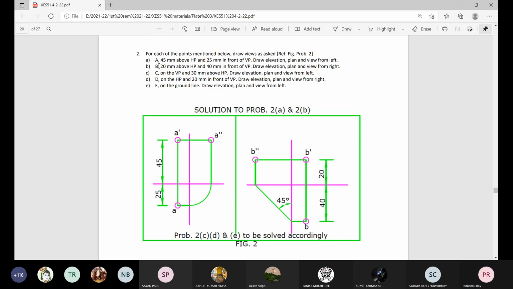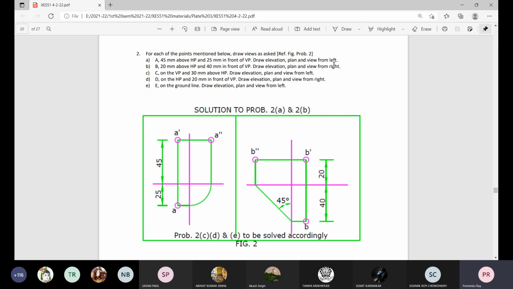Now, 5 points are there. For each of the points mentioned below, draw views as asked. Refer figure problem 2. Point A, 45 millimeter above HP and 25 millimeter in front of VP. So from this description, definitely we understand the point is in first quadrant, above HP in front of VP. We need to draw elevation, plan and view from left.